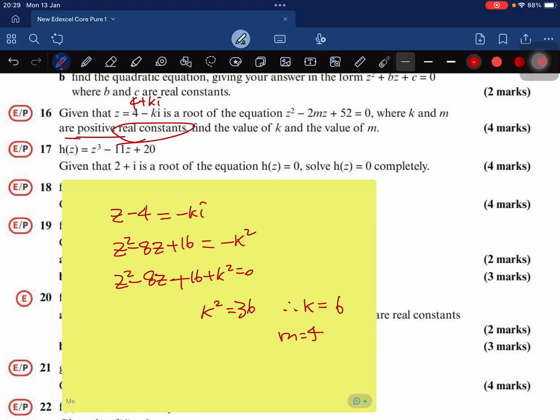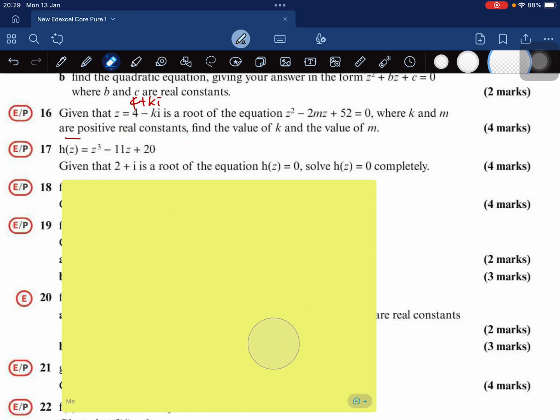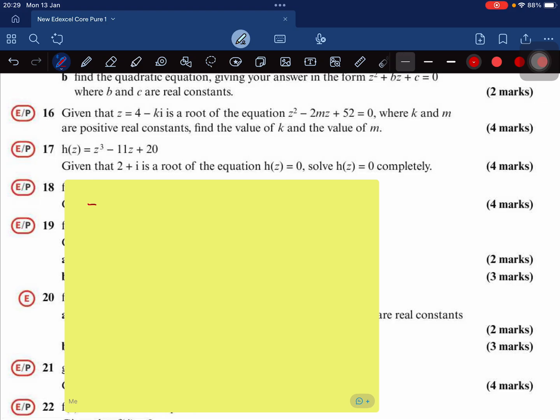Number 17. 2 minus i is a root, then 2 plus i is a root. So we solve the question. I'm not sure whether we learned about the sum of the roots of polynomials. The sum of roots is always negative a_(n minus 1) over a_n, where a_n is the leading coefficient, here 1, and a_(n minus 1) is the coefficient one degree lower, which is the coefficient of z squared, which is 0. So this is the sum of roots.